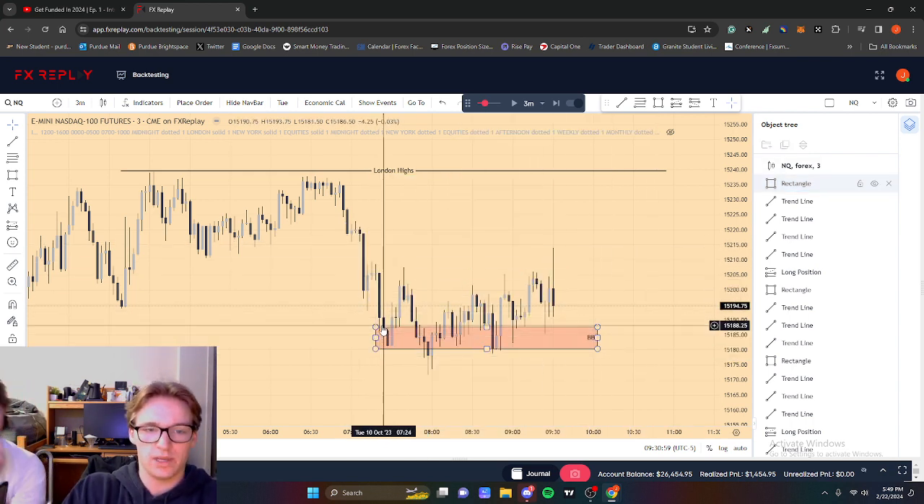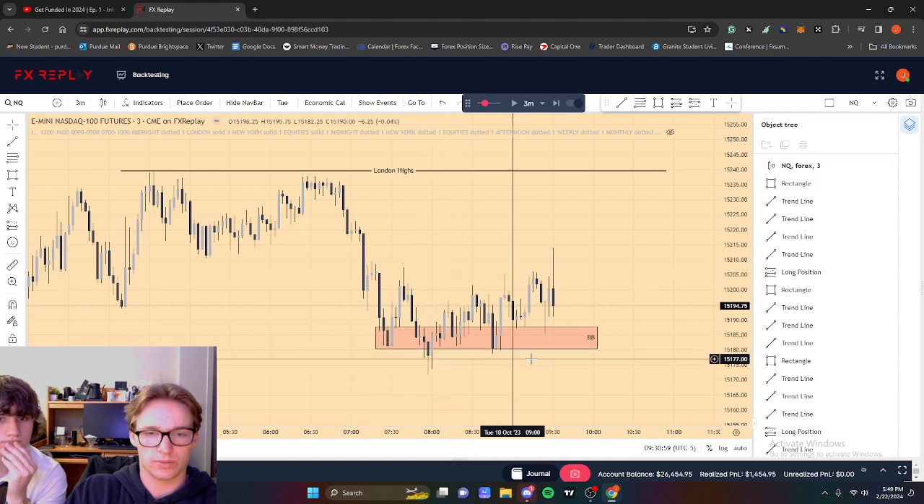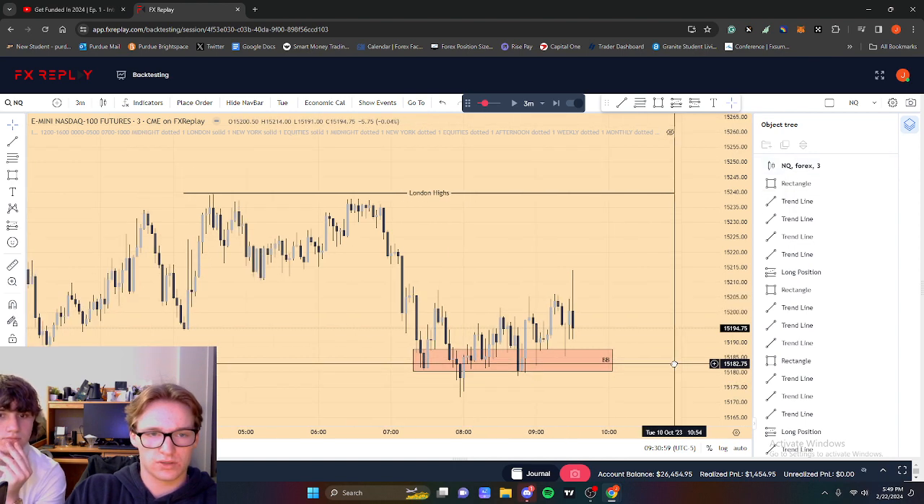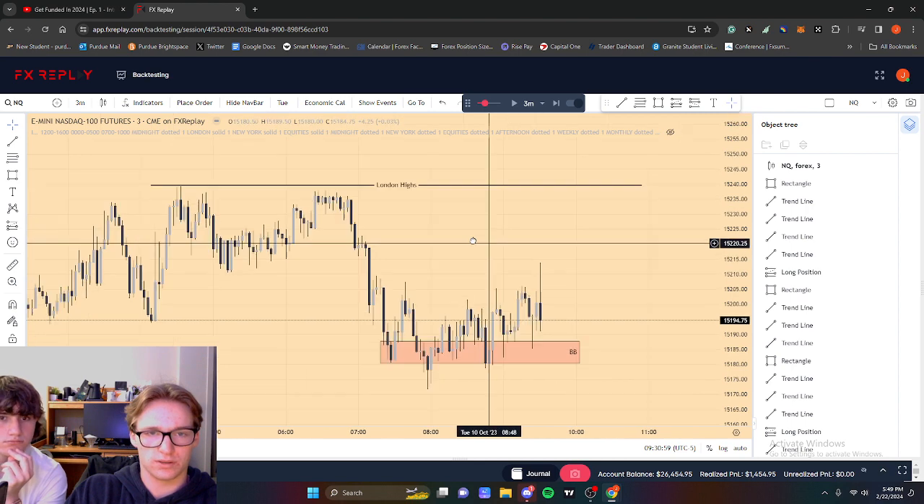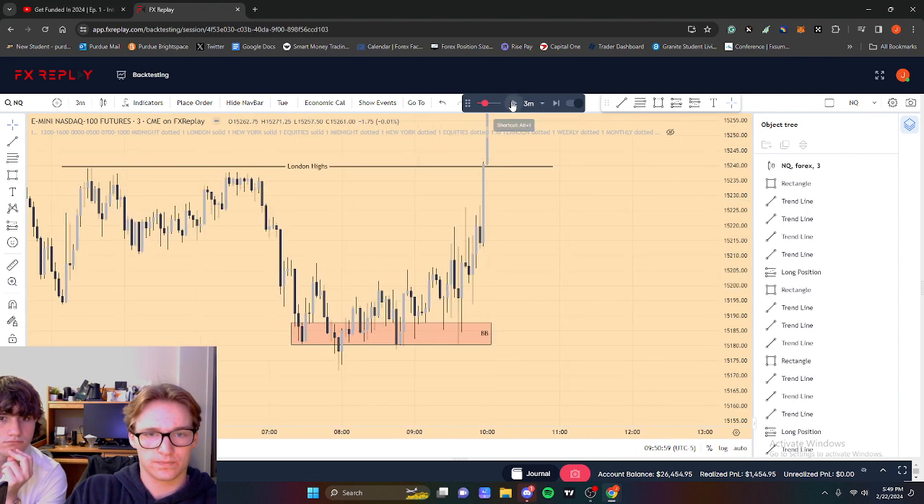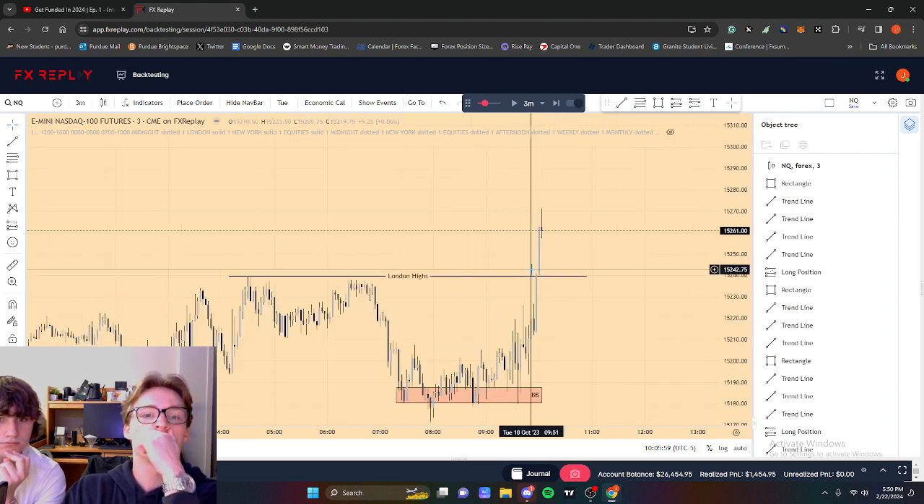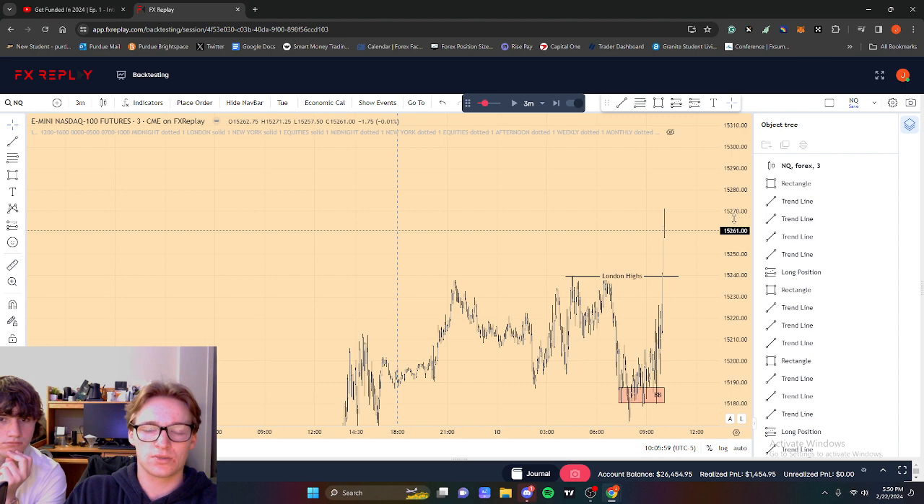Okay. So we made a low right here, and then we went up, and then we swept it, and we closed below it. So that doesn't really have too much confluence because we want to see the London high swept first. So we'll see what happens. Okay, so as we can see right here, we ended up sweeping these London highs. And our overall bias was bearish for the day.